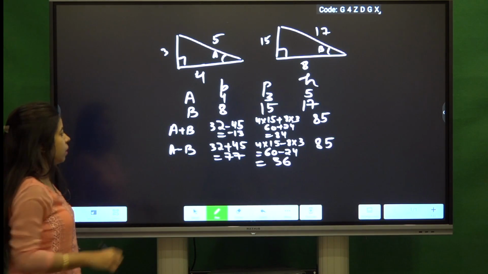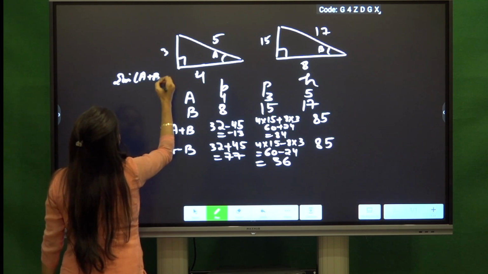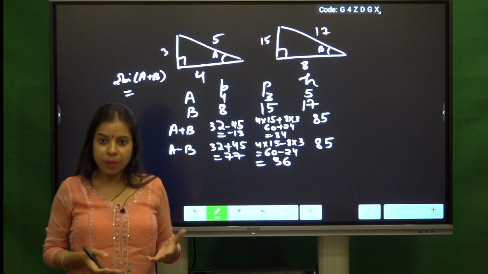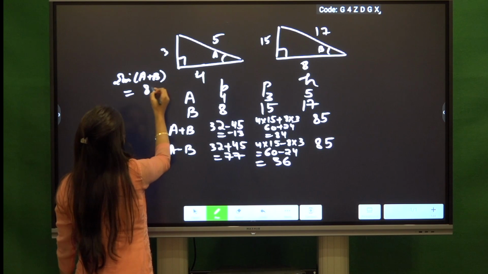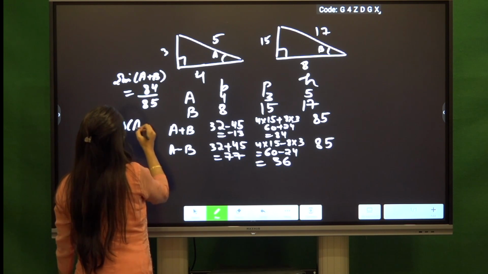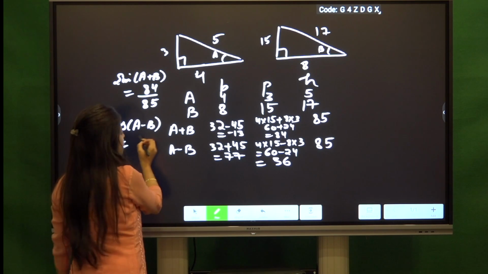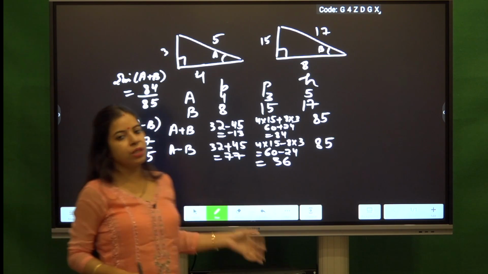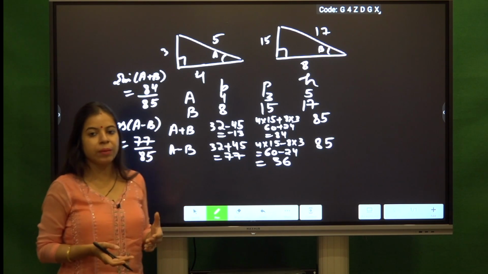Fine. Now, our aim was to find the value of sine of A plus B and cos of A minus B. So, sine of A plus B is perpendicular upon hypotenuse, which is 84 upon 85, and cos of A minus B is base upon hypotenuse, which is 77 upon 85. So, in this manner we can find out the values of the remaining trigonometric ratios as well.